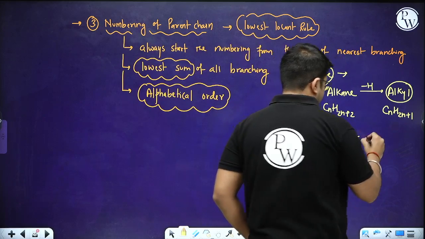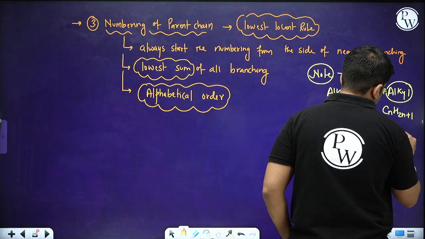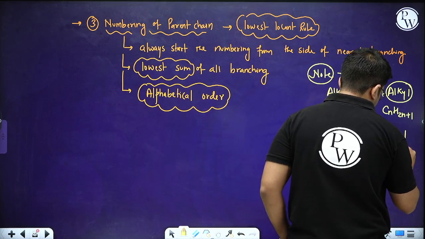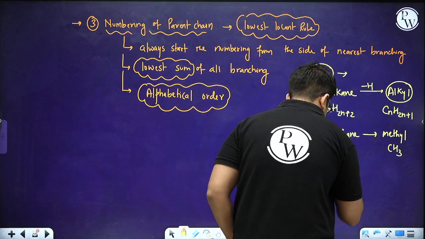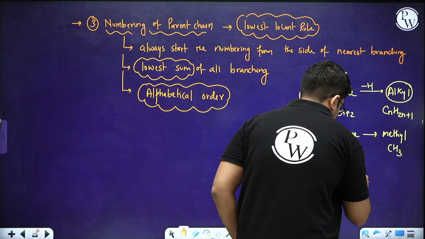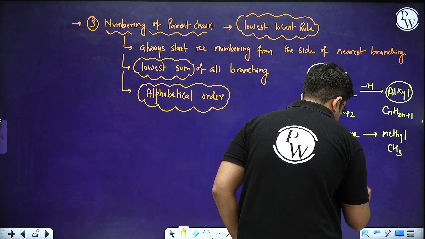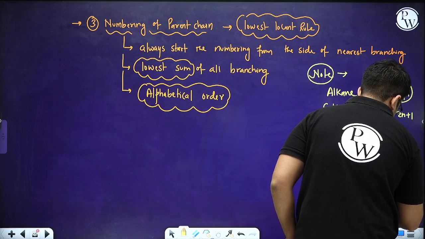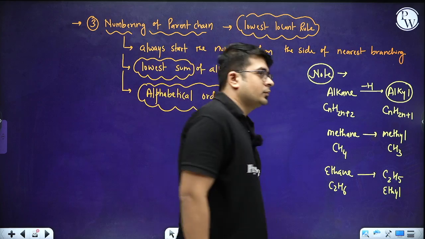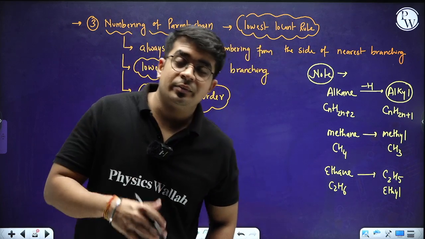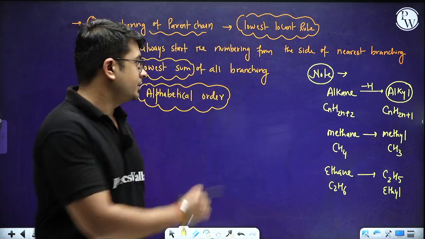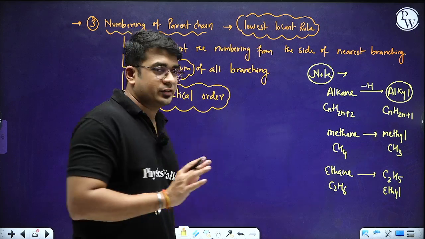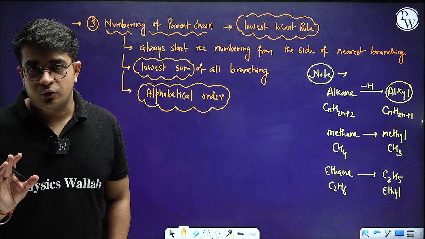So methane, it means methyl. This is CH4. This is CH3. Ethane, which is C2H6, C2H5 is going to be ethyl. Propane becomes propyl, butane becomes butyl. Just like that, this is the basic idea about the side substituent. I am only using side substituents which are simple hydrocarbons in this lecture.